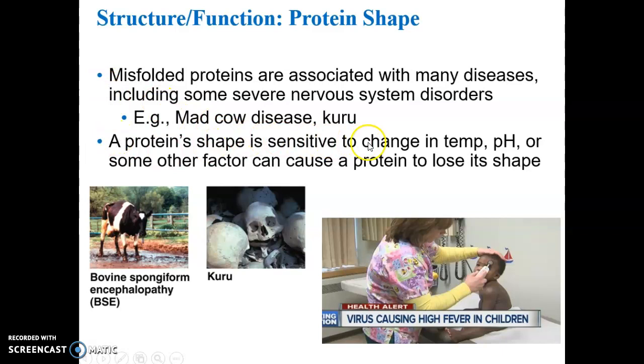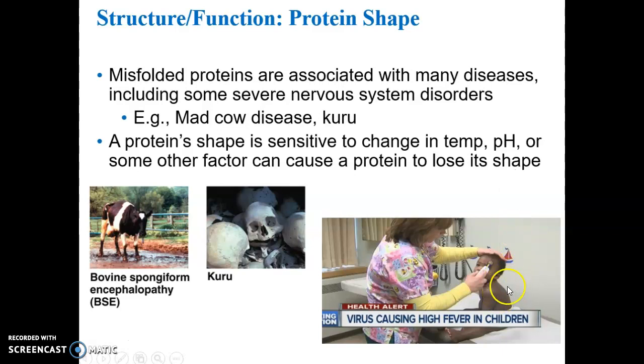So the protein shape is very sensitive, or can be very sensitive, to swings or changes in temperature, acidity, pH, or some other factors that can cause proteins to lose their shape. So high fevers in children and adults, high temperature, can cause proteins to lose their shape and they won't function as well as they normally would.